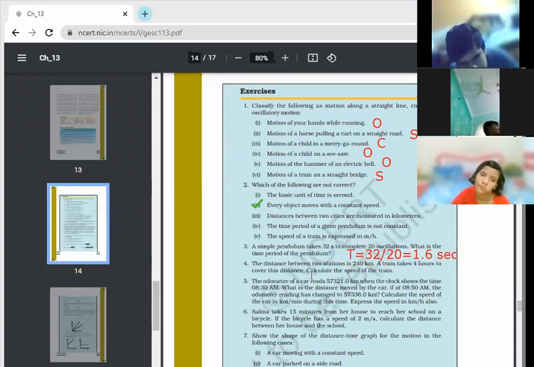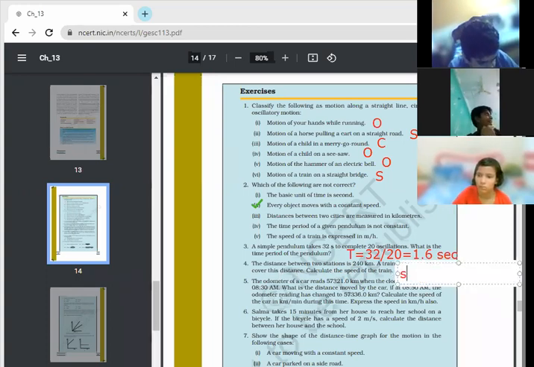Next, the distance between two stations is 240 kilometers. So distance is given to you, that is 240. A train takes 4 hours to cover this distance. So you have to find the speed, because you know the formula for speed. Speed is equal to distance covered upon total time taken.